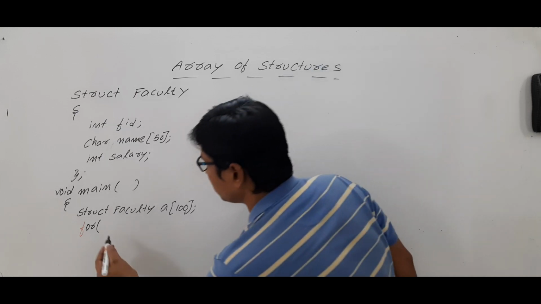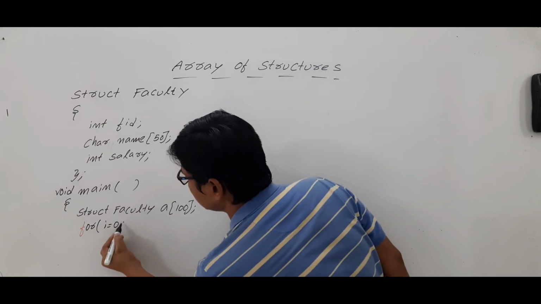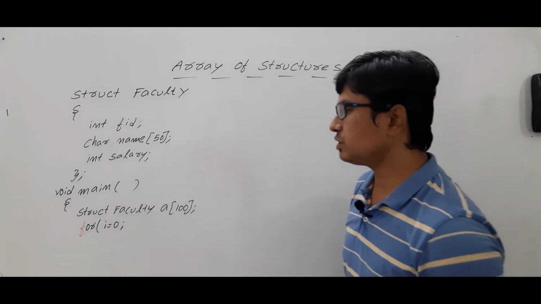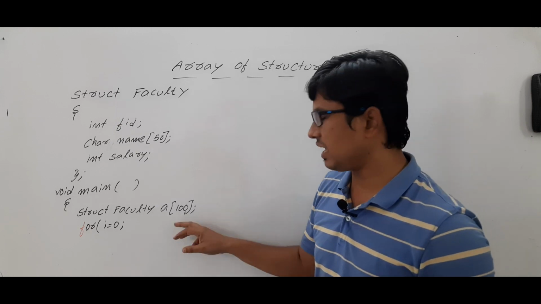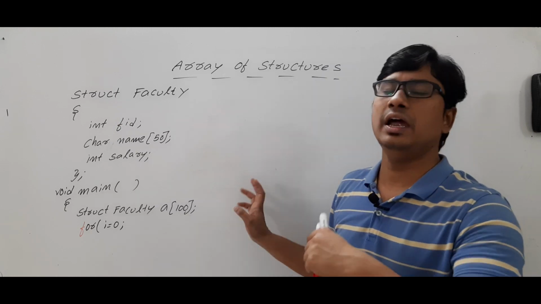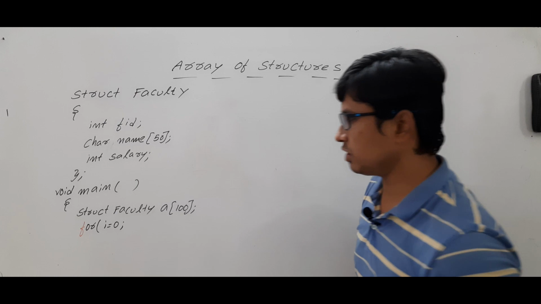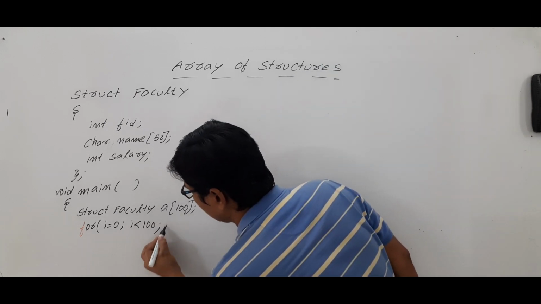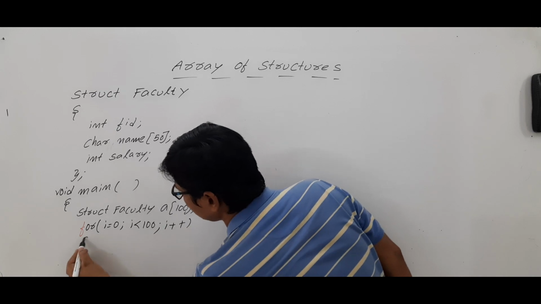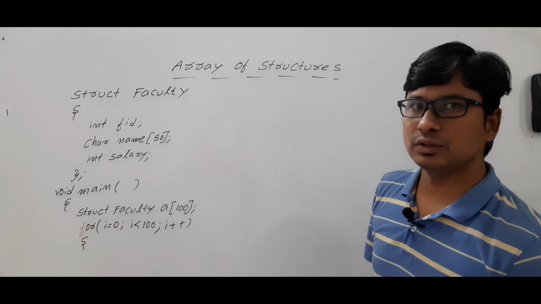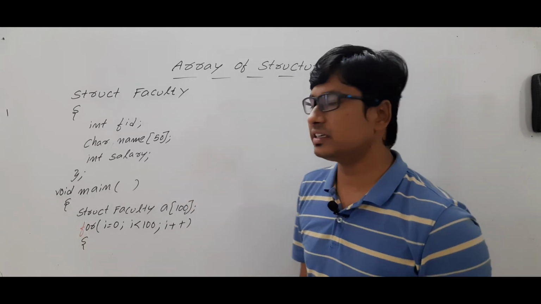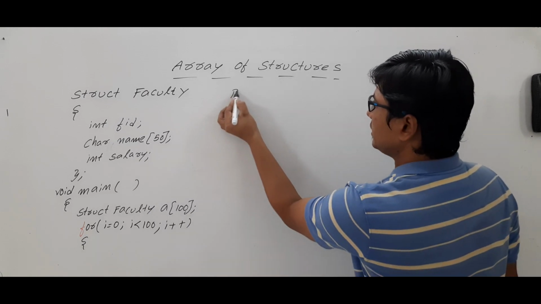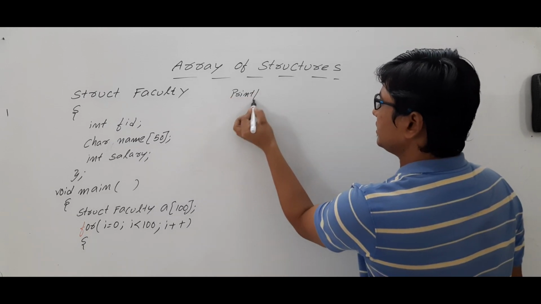So I will use a for loop consisting of my initialization i is equal to 0. Why am I starting from 0? Always the array index will start from 0 and go up to size minus 1, which is 99 here. So i less than 100, i plus plus. Now I can ask the user to enter the faculty details.